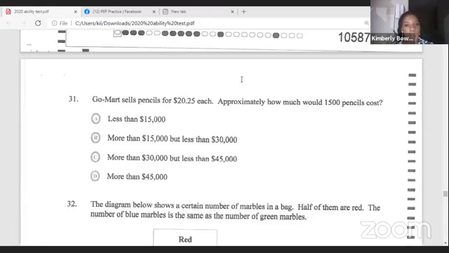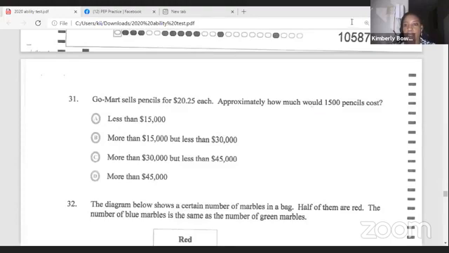And is that more than 30,000 but less than 45,000? Yes, I think that's the correct spot it falls in. It is not less than 15,000. 30,375 is not less than 15,000. It is more than 15,000, but not less than 30,000, and it's not more than 45,000. So the answer is C.